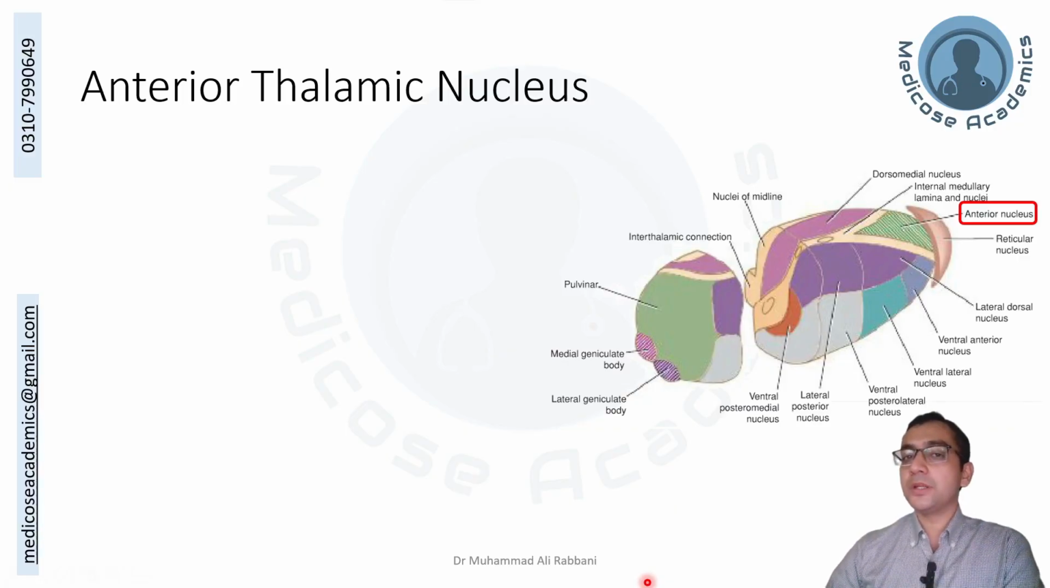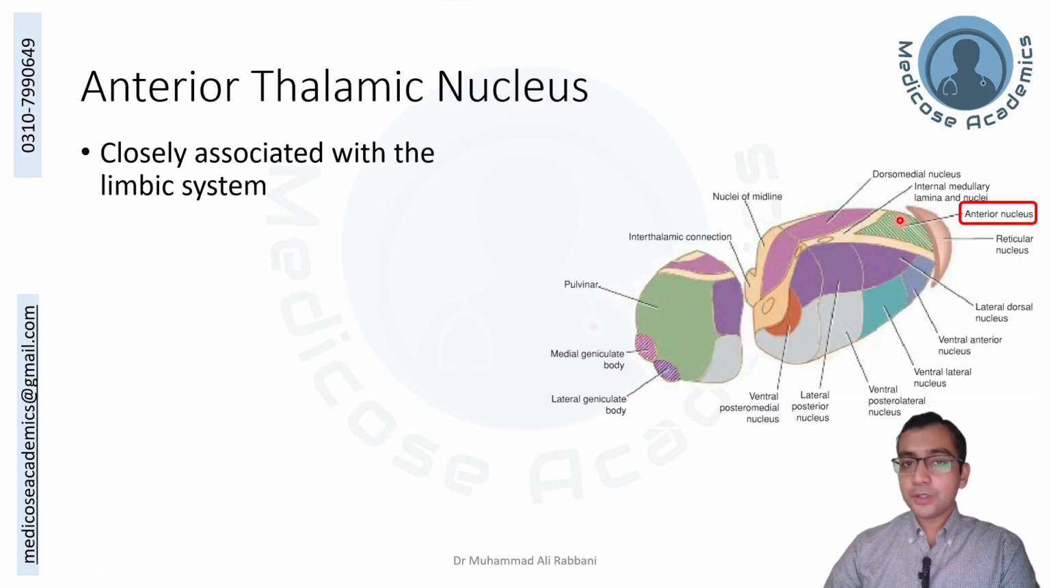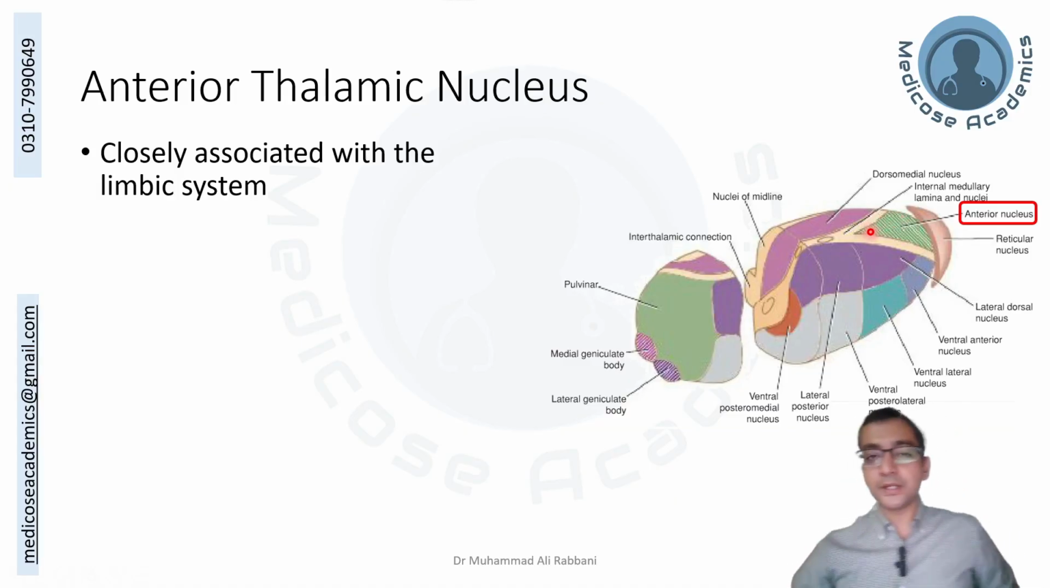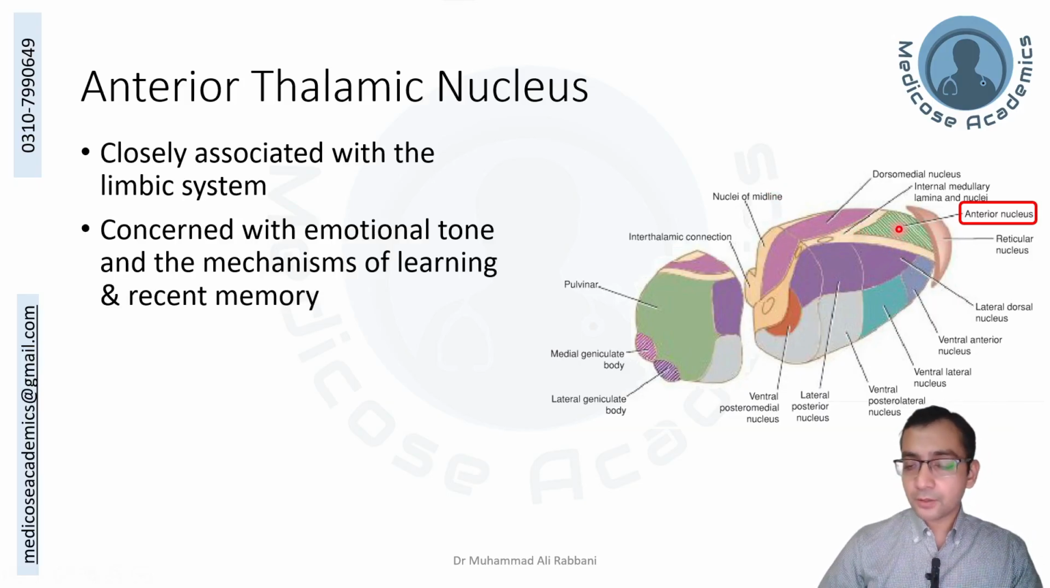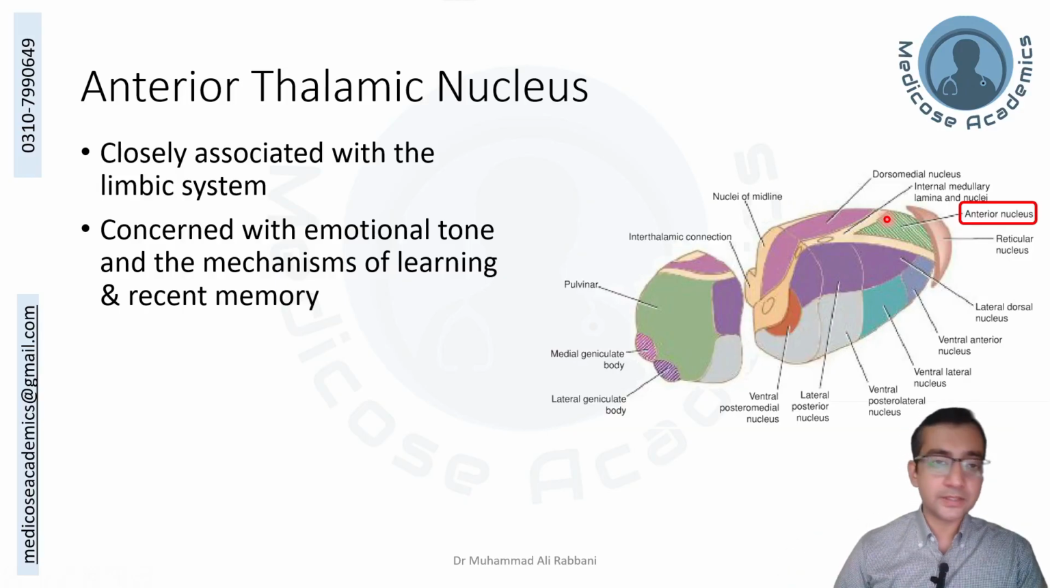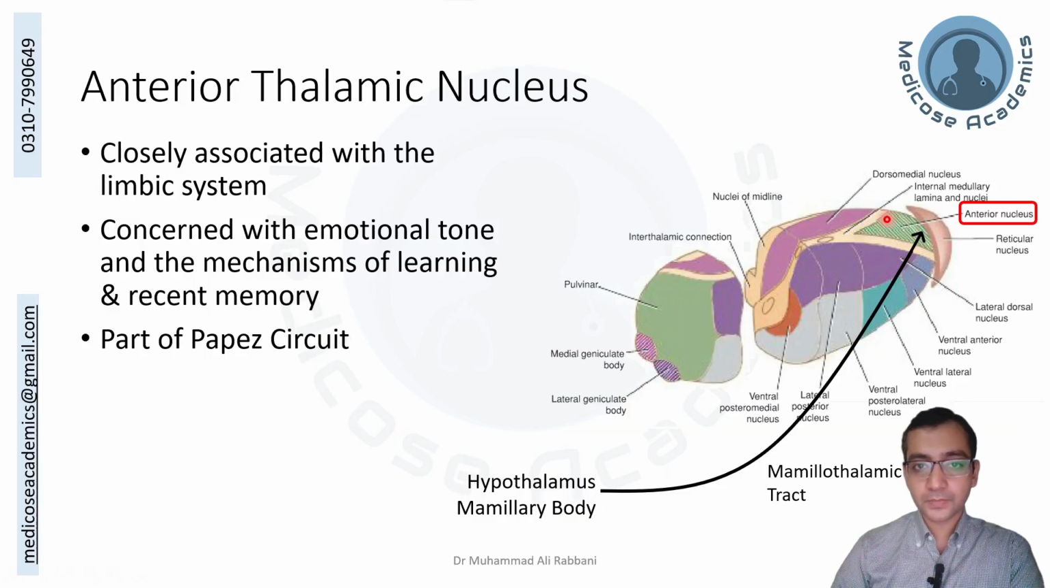Let's start with the anterior nucleus, the thalamic nucleus that is present between the two limbs of the internal medullary lamina. It is very closely related to the limbic system, and due to the functions of the limbic system, it is concerned with emotional tone and learning and memory. It is a part of the Papez circuit, again a part of the discussion of the limbic system. The major afferents, the major input it gets, are from the hypothalamus, especially the mammillary body, and it reaches by the mammillothalamic tract.